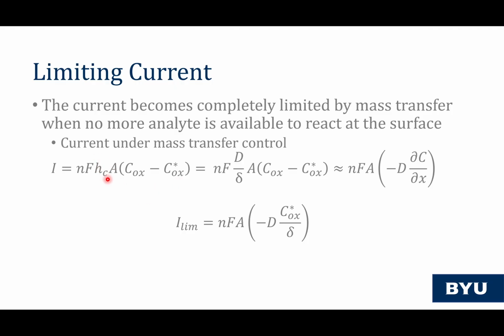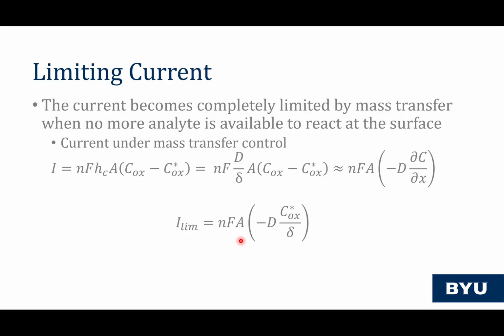Now we can split up this mass transfer coefficient into diffusivity and a diffusion layer thickness, which then lets you transform this whole equation into nFA and then this term, negative diffusion coefficient times the change in concentration over the change in distance, which you can see here's the change in concentration, and then here's the distance that we're changing that concentration over. And this term is the flux. So this is the flux of our reaction.